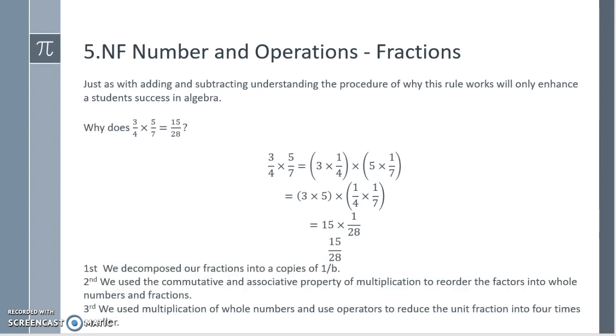So all in all, we decomposed our fractions into A copies of 1/b, the unit fraction. We used the commutative and associative property of multiplication to reorder the factors into whole numbers and fractions. We used multiplication of whole numbers and used operators to reduce the unit fraction into 4 times smaller 1/7.